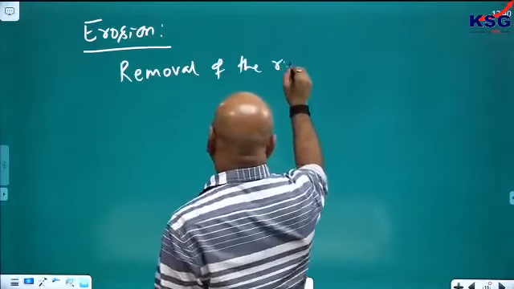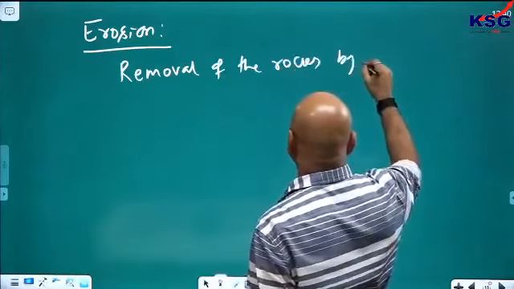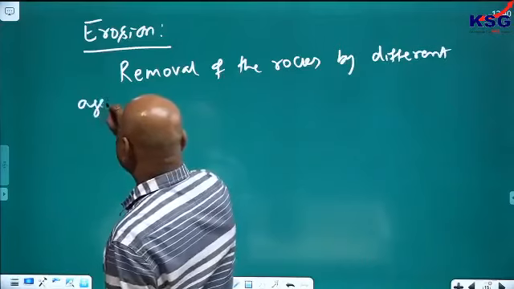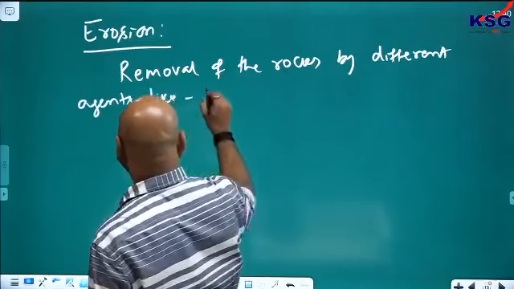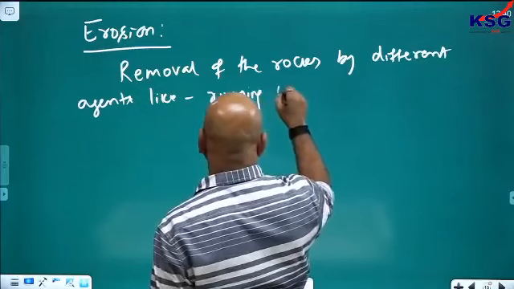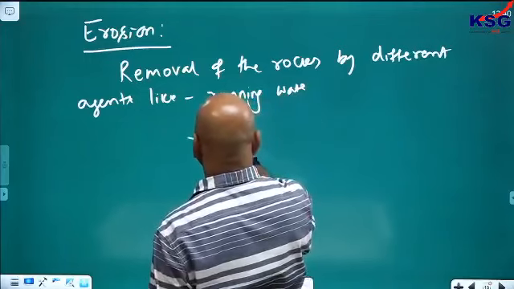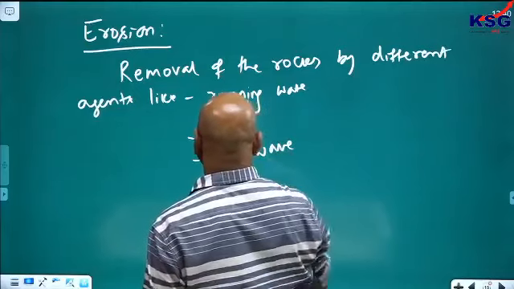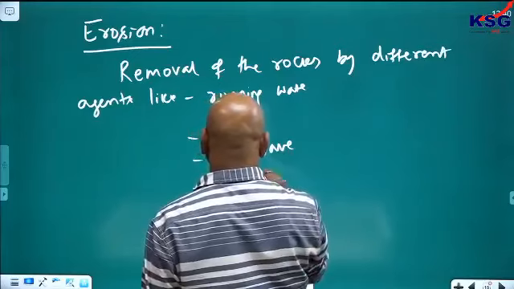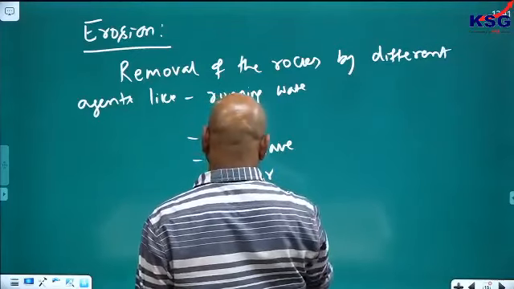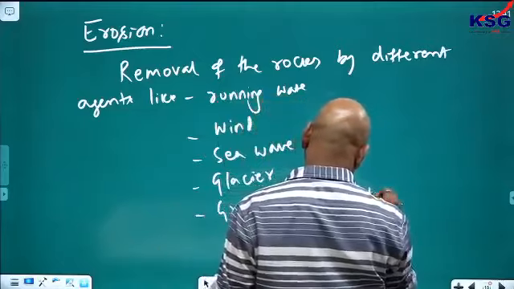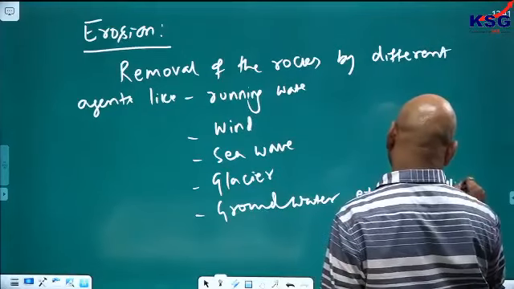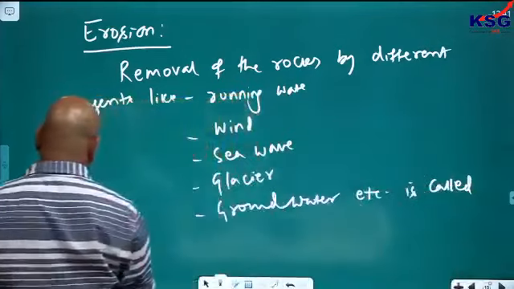Erosion is the removal of the rocks by different agents like running water, wind, sea wave, glacier, groundwater, etc. It is different from weathering.